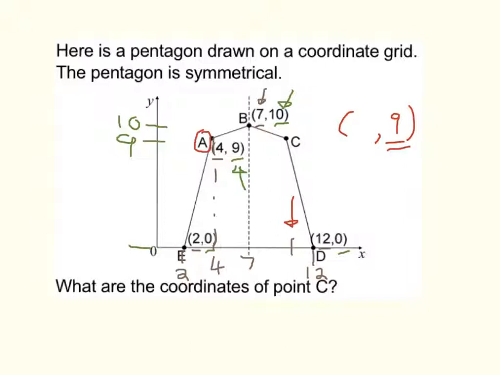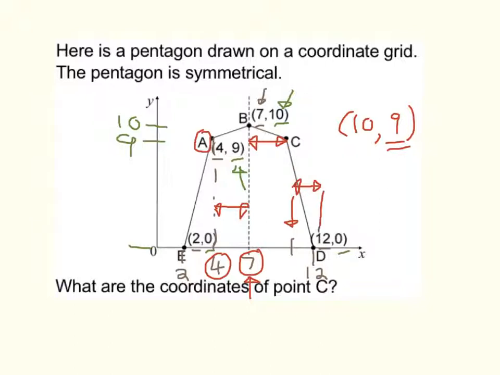Now, to work out the x-coordinate, I know that we've got this 4 here, and then the 7 at the mirror line, so I know that this distance is actually a distance of 3. And because it's a mirror, it will be exactly the same distance to C. So from the mirror line will be another 3. Now, the start of the mirror line is at 7, so another 3 along will get me to an x-coordinate of 10.